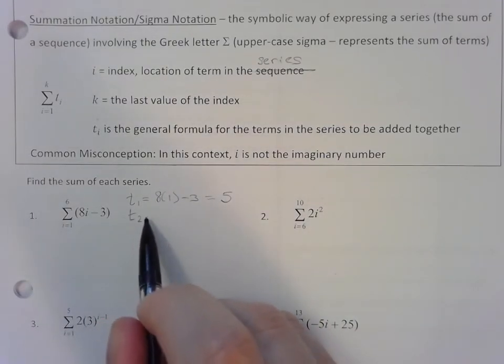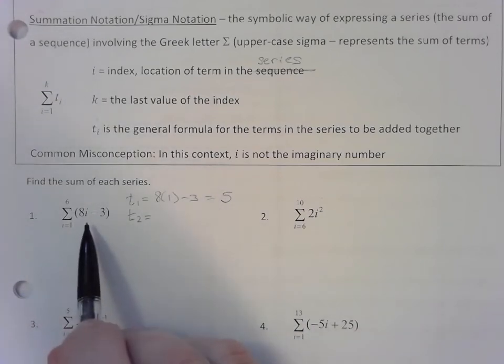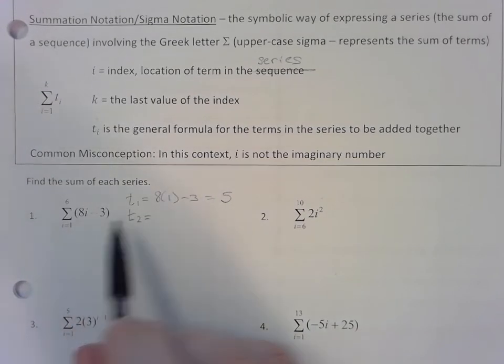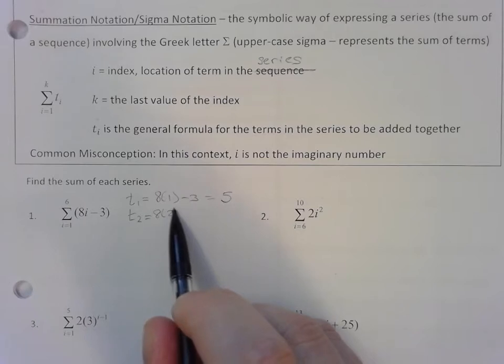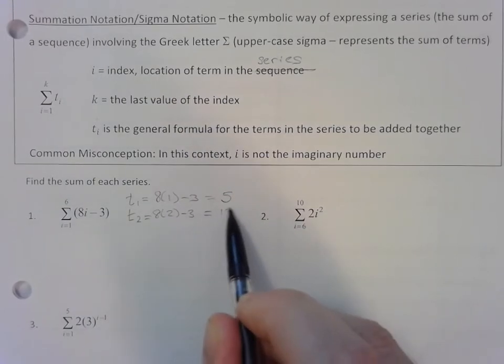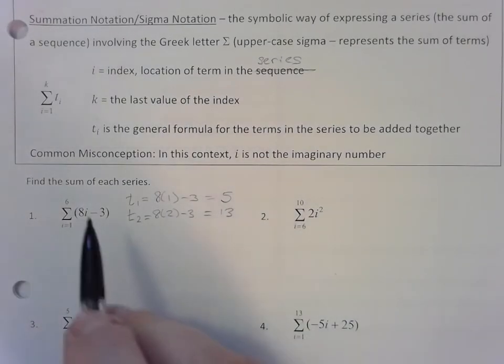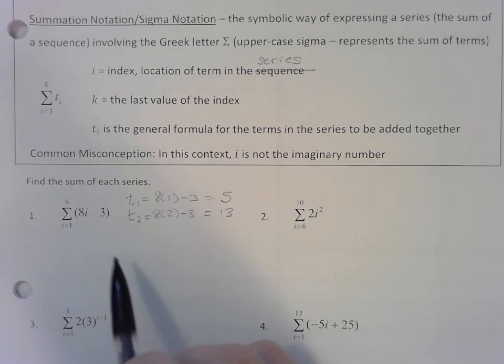Our second term, plug in the value 2 for the index. 2 times 8 makes 16. And 3 less than 16 is 13. So together, 1 and 2, these are your first 2 terms in this sequence, but what makes this a series is we're going to add these together.